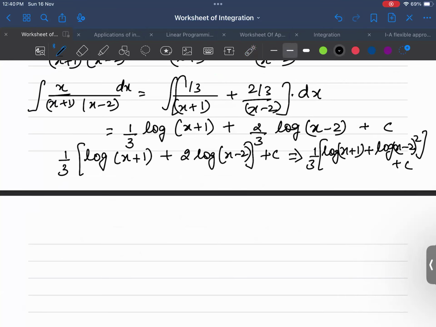I think we are done with this. So the answer is 1 upon 3 log. I can write a log because they are in plus, I can write it in multiplication. I can say log of x plus 1, x minus 2 whole square, plus c is your answer.